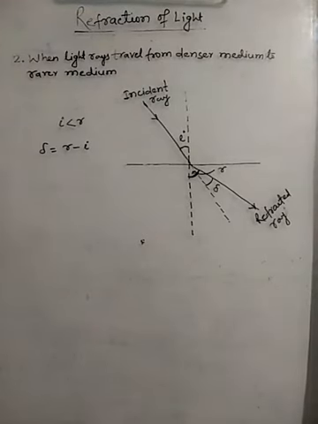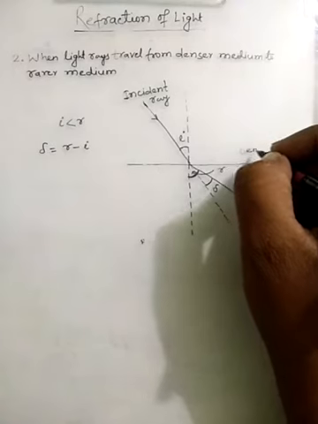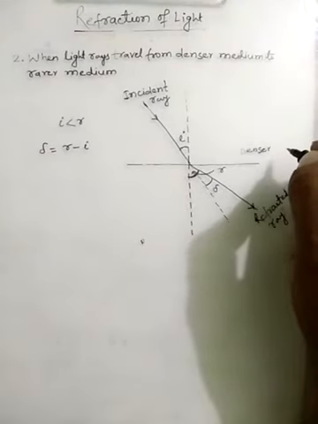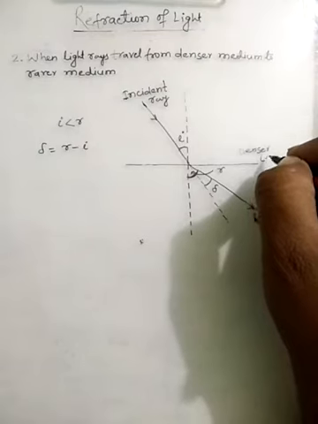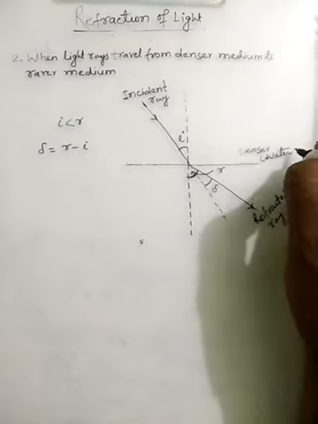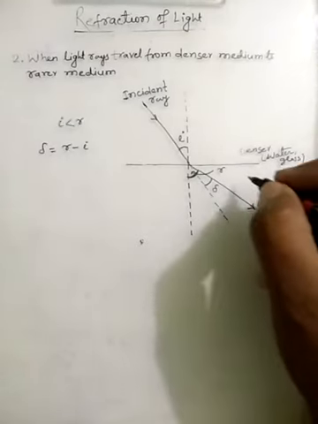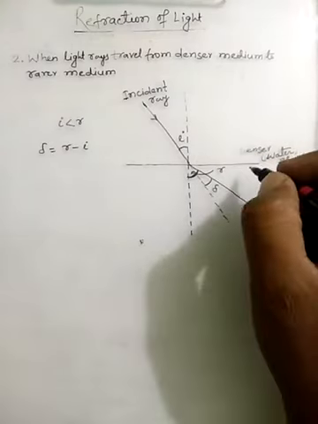The second case is when light rays travel from a denser medium to a rarer medium. This is the denser medium. We can assume that it may be water or glass, and the one below is the rarer medium.